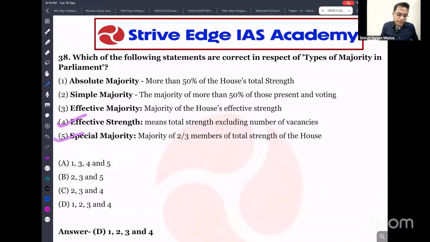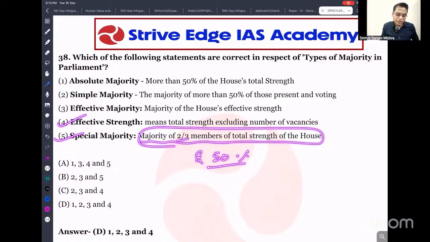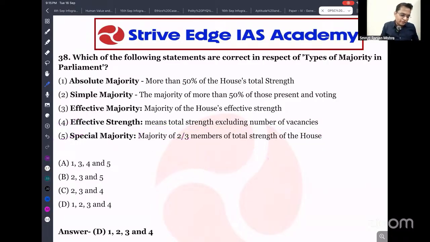Special majority is 2/3 of the members of the total strength. No, it is 2/3 of those present and voting, and it should also be more than 50% of the total strength of the House. So only option 5 is not correct, the rest is correct.